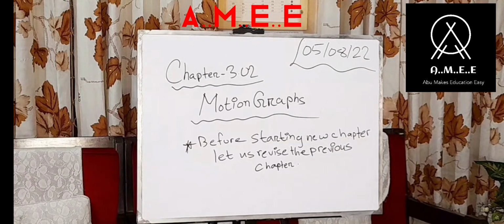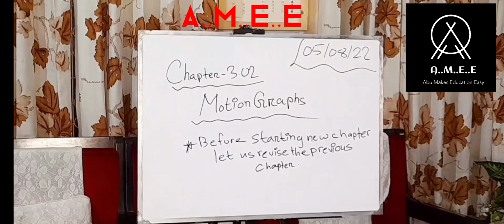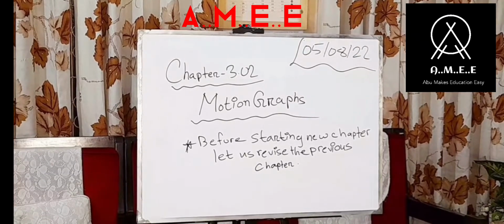The first thing is, what does speed mean? Speed is the rate of distance, or the rate of change of position of an object in any direction. The rate of change of position of an object in any direction is its speed.